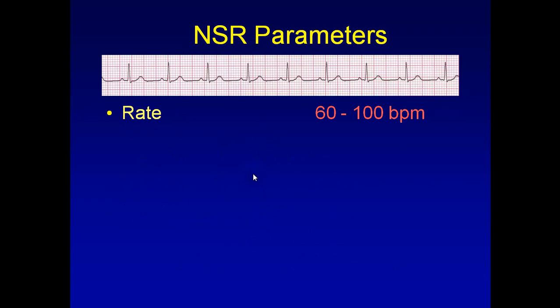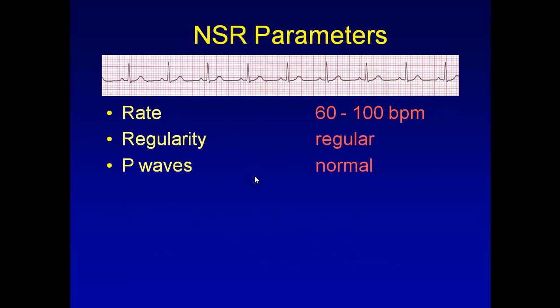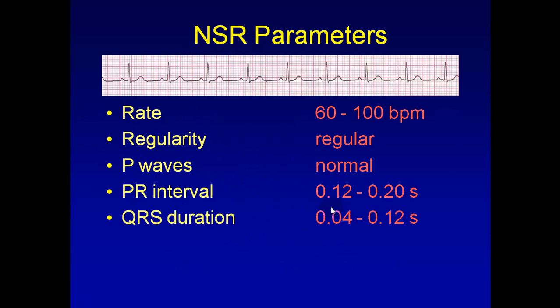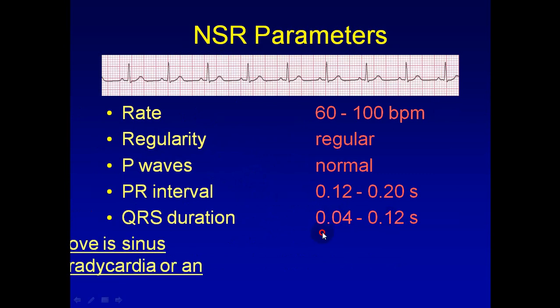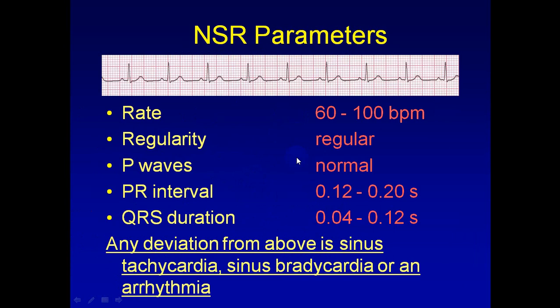So the criteria of normal sinus rhythm are a rate between 60 and 100 beats per minute, a regular rhythm, a normal P wave, a PR interval between 3 to 5 small squares or boxes, and a QRS duration between 1 and 3 small boxes. So this is what is called normal sinus rhythm. Any deviation or change in these essential parameters is called arrhythmia or dysrhythmia.